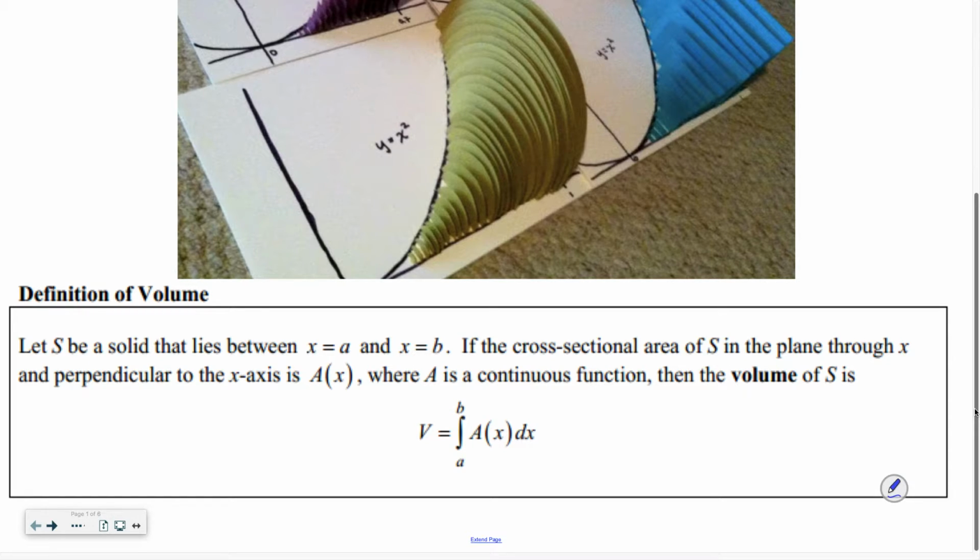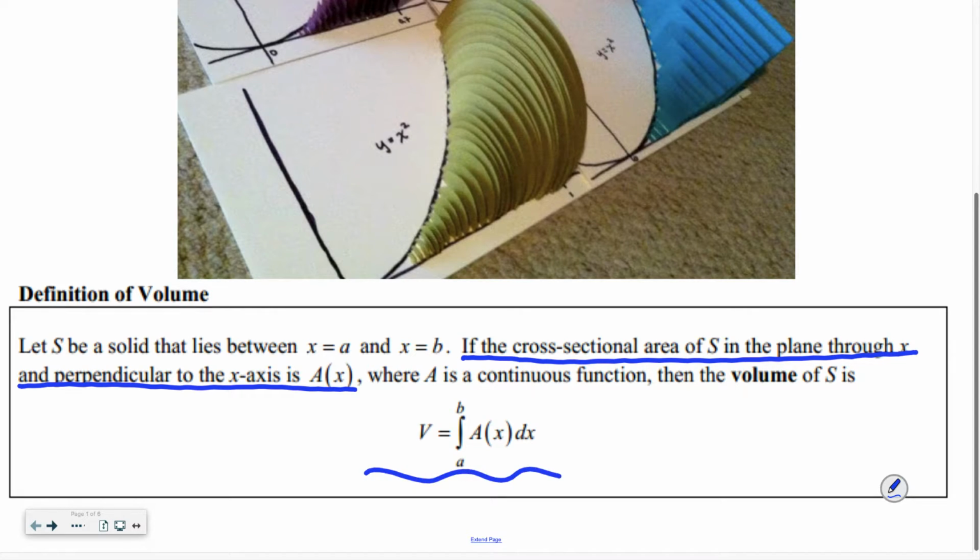Now, what I do want you to write down is what I highlighted in blue, if you're not going to write down the whole thing. And then write down, of course, this formula.